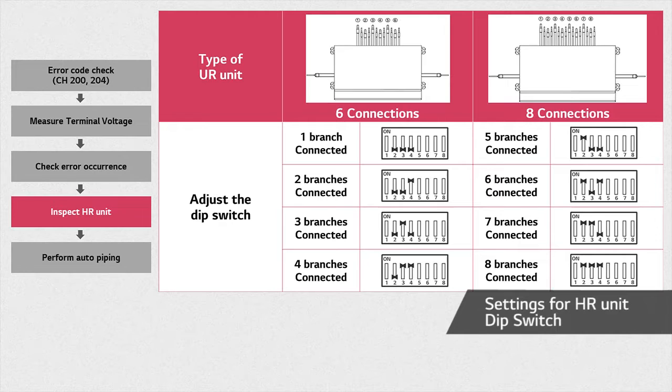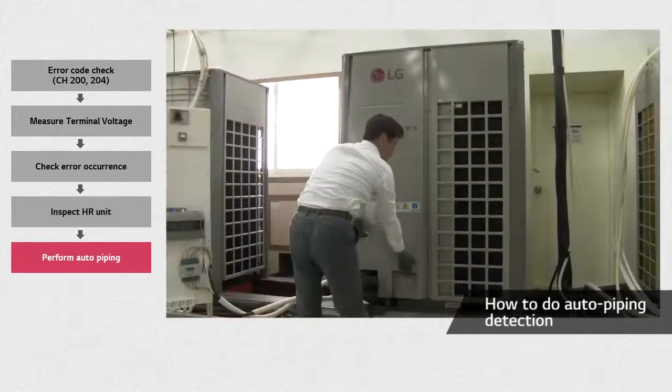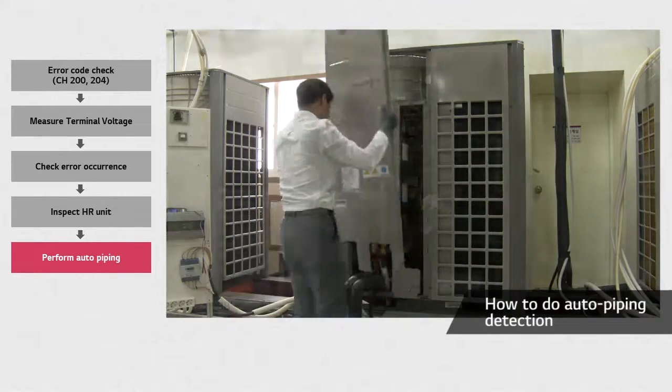Unlike 2, 3, and 4 connection models, in the case of 6 and 8 connection models, switches number 2, 3, and 4 are used. According to the number of connected units, you can adjust the dip switch referring to this picture. Since an error will occur if this setting is not properly done, make sure you adjust the dip switch accordingly. Now, remove the front panel on the outdoor unit.